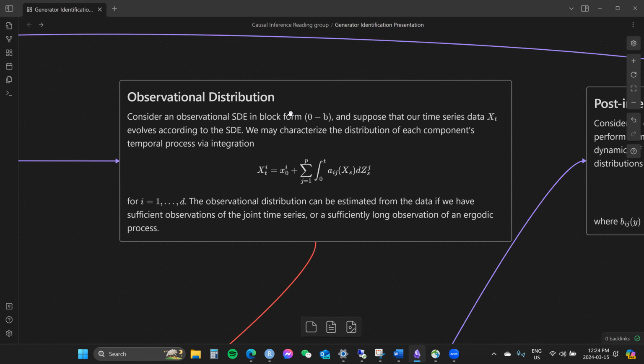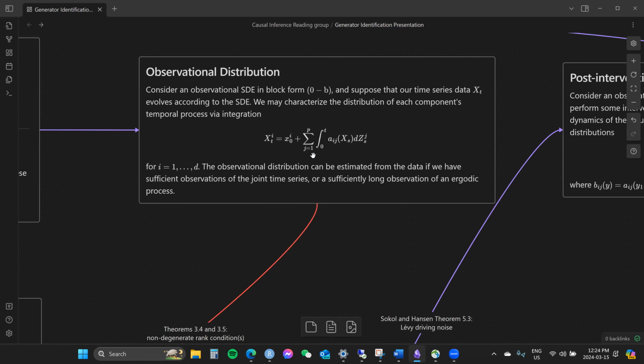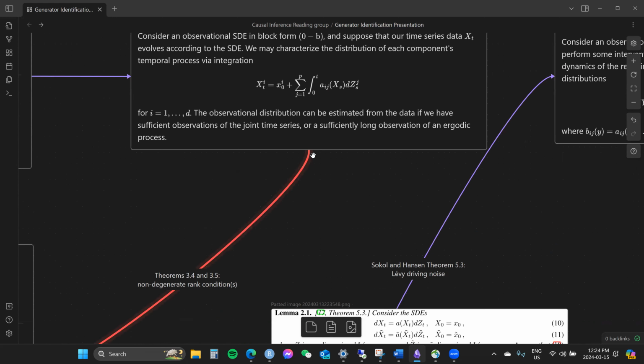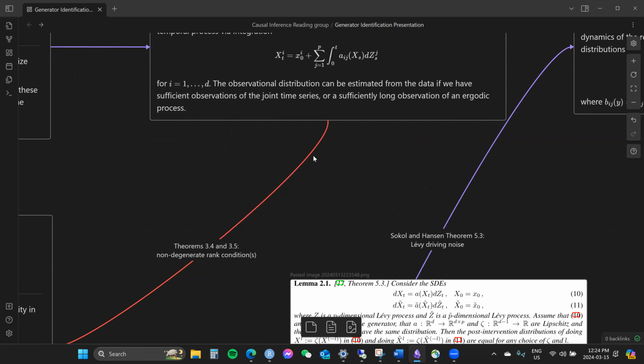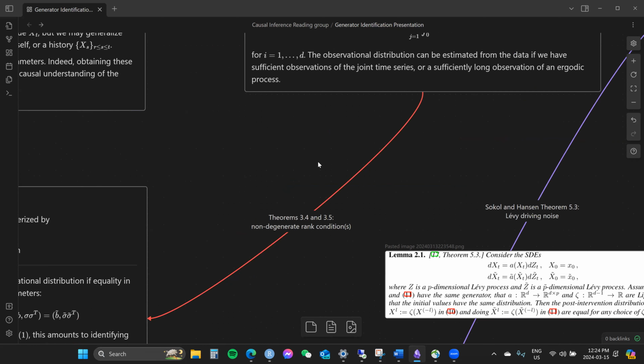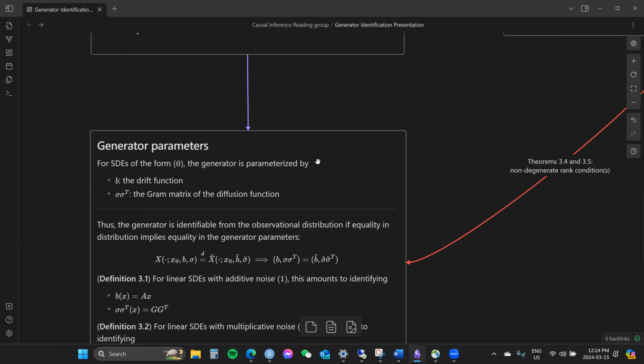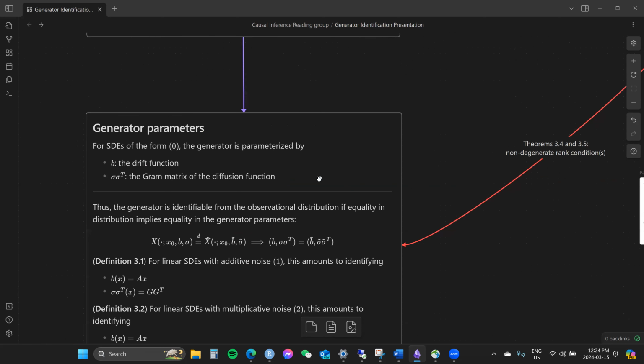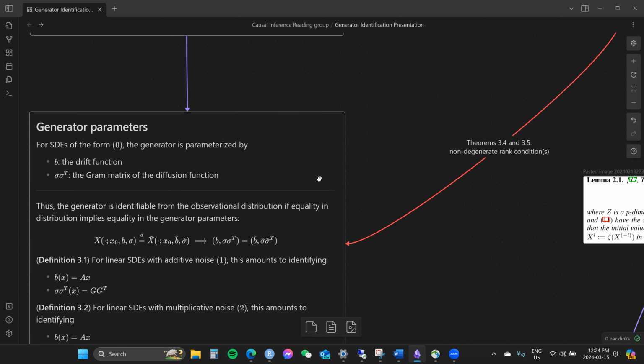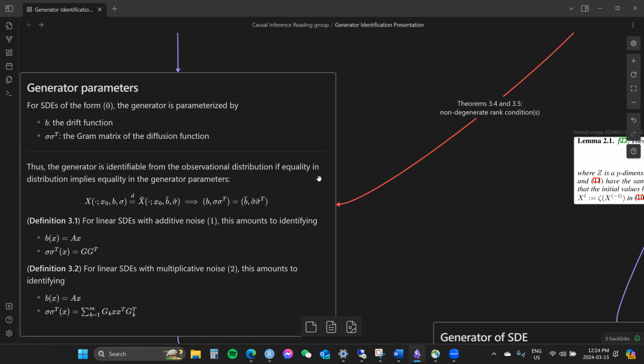So that's the data that you have. In the setting where you have this kind of data, and I'll get to motivation in a little bit, the question that the paper is interested in is how can you get the generator? This is something that's teased a bit in the previous paper by Sokol and Hansen, but it's not made explicitly clear.